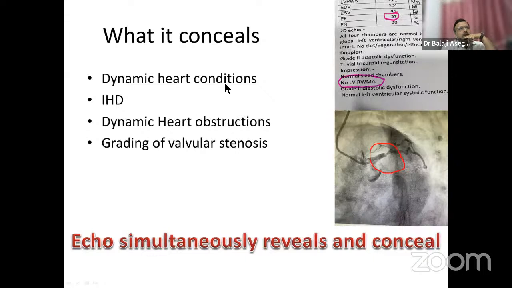So dynamic heart condition, echo may not reveal to you, or the severity of ischemic heart disease, or dynamic heart obstruction, or gradient of valvular stenosis. So echo, though it is simultaneously revealing so many things, is also concealing so many things that one must remember.